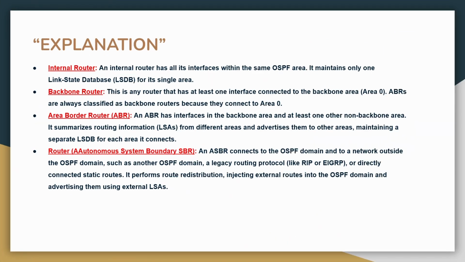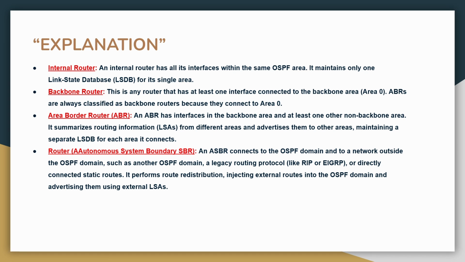So let me explain the routers. Internal router. An internal router has all its interfaces within the same OSPF area. It maintains only one link state database, LSDB, for its single area. Second is backbone router. This is any router that has at least one interface connected to the backbone area, area 0. ABRs are always classified as backbone routers because they are connected to area 0.